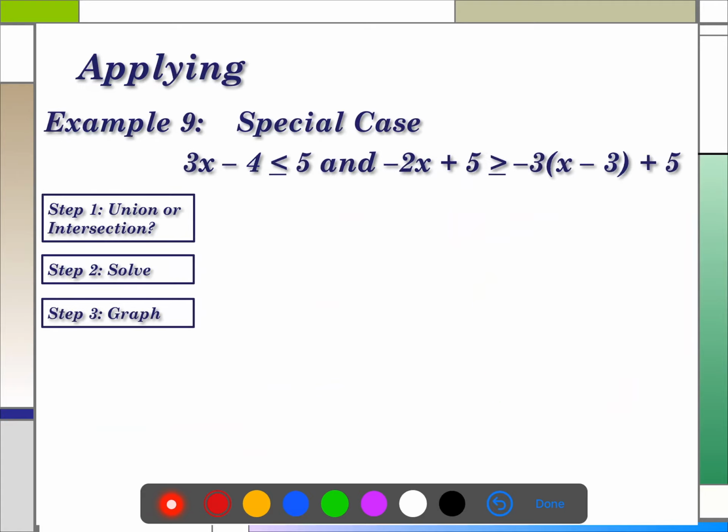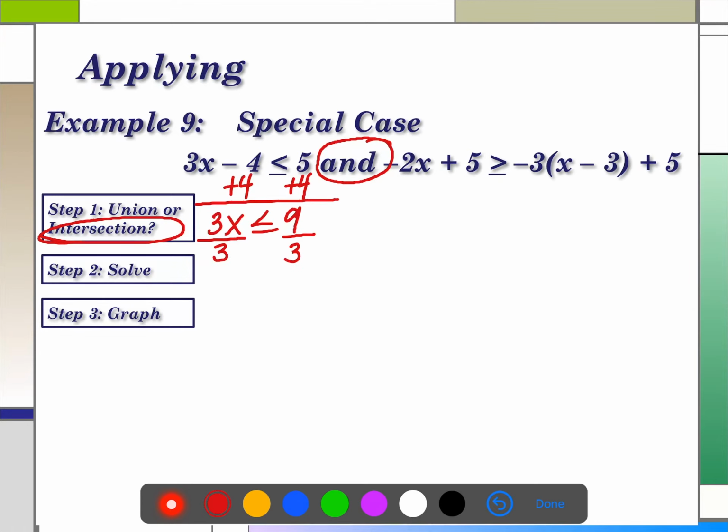Okay, let's see if we have more special cases here. All right, let's see what this one has in store. So here I see I have "and." Okay, so again, I'm looking at an intersection. So let's solve these. Okay, so it doesn't seem to have anything to do with the answer. It seems to be in the graph.